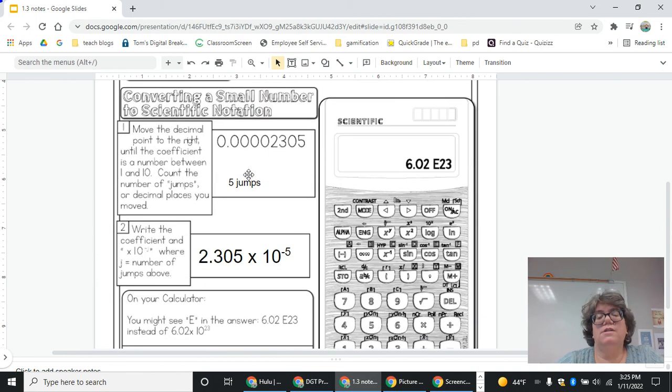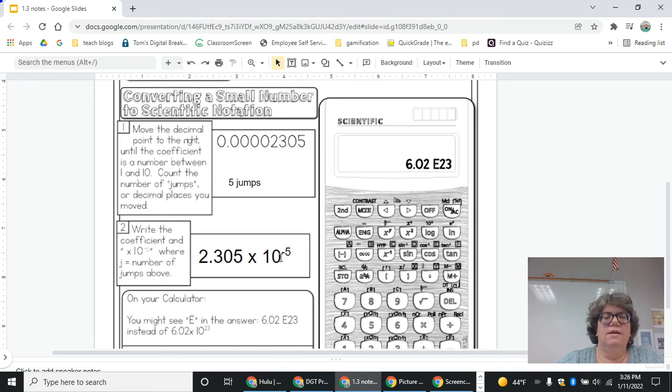Converting small numbers, same principle, just go the other direction. Start here at the decimal place. Now I'm moving to the right. 1, 2, 3, 4, 5. It takes me 5 jumps to get here after the first number. And then remember, none of these zeros we want to write down, because the purpose is to make our number take up less space, not really smaller. It's the same size. But I get 2.305. That's where I move my decimal place to.